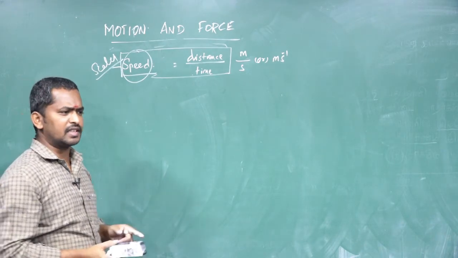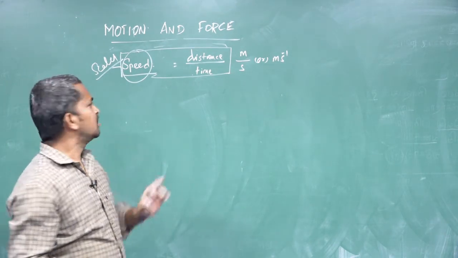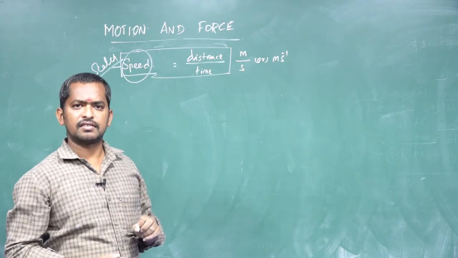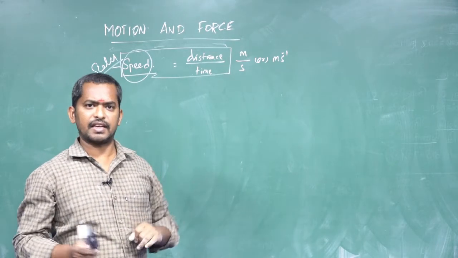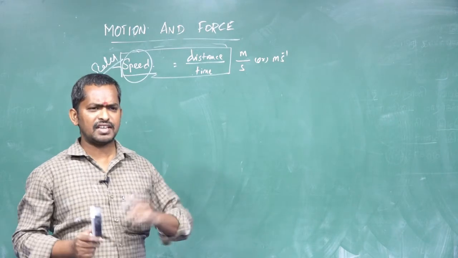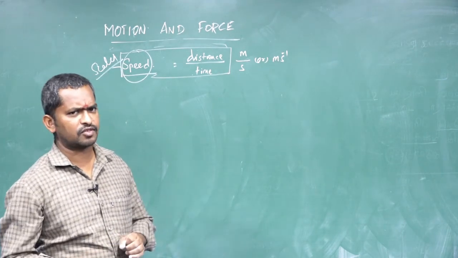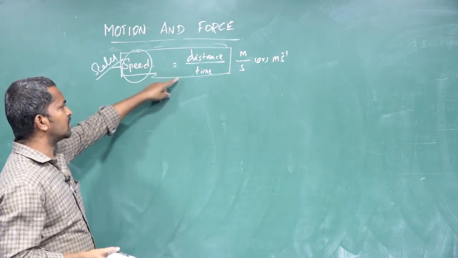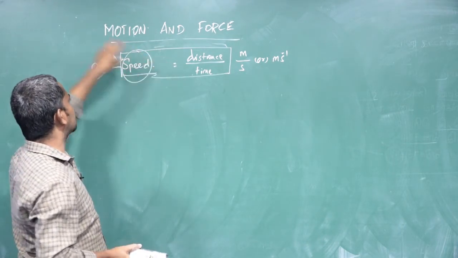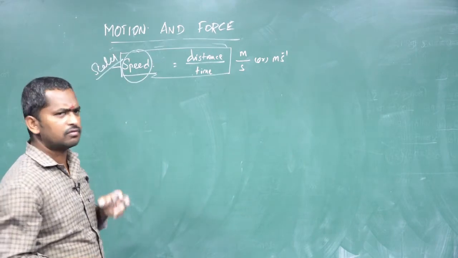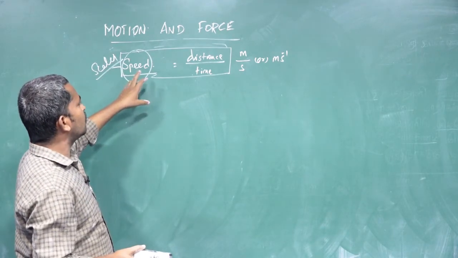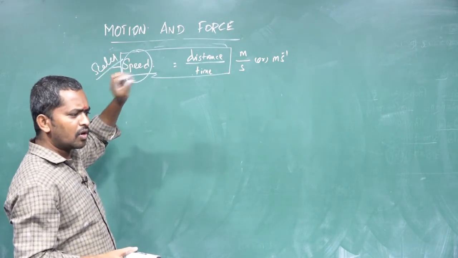Speed indicates magnitude only, but velocity indicates magnitude and direction. It is a very important difference between speed and velocity, like distance and displacement. Speed is equal to distance divided by time. It is a scalar quantity, indicating magnitude only. So what do you mean by speed?